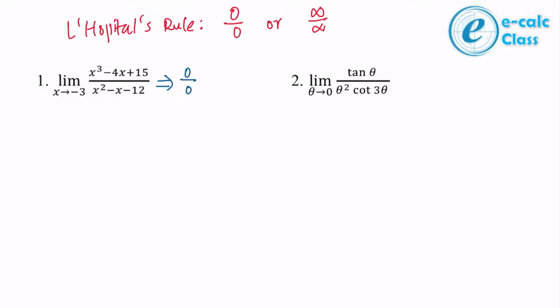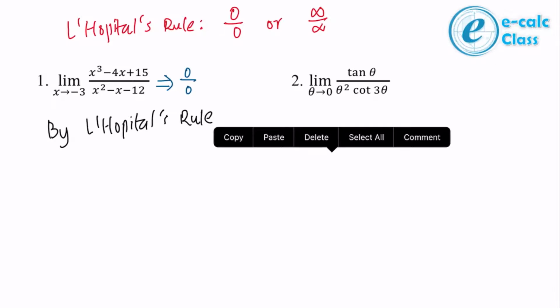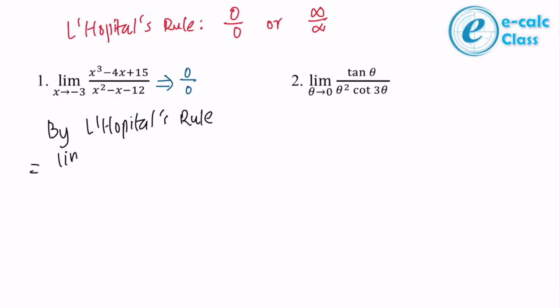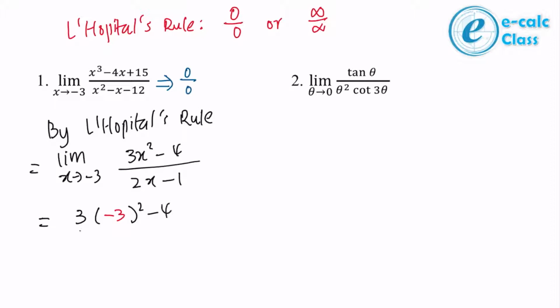Okay, so now we can just go ahead and do L'Hopital's rule. By L'Hopital's rule, we just go ahead and differentiate the top and the bottom, which gives 3x squared minus 4 over 2x minus 1. Now, can you substitute in your -3? You can, isn't it? So it will be 3 times (-3) squared minus 4, over 2 times -3, then minus 1. You will not get anything crazy.